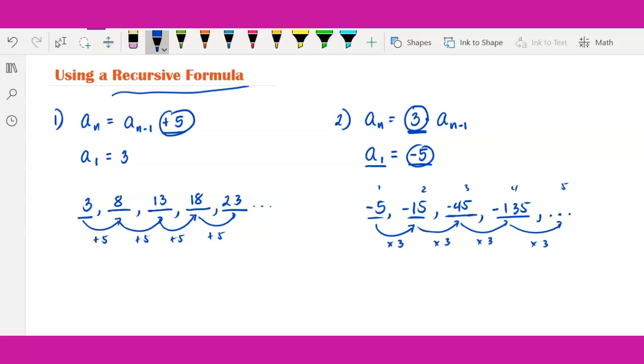It's going to be times 3. That's how you use the recursive formula.